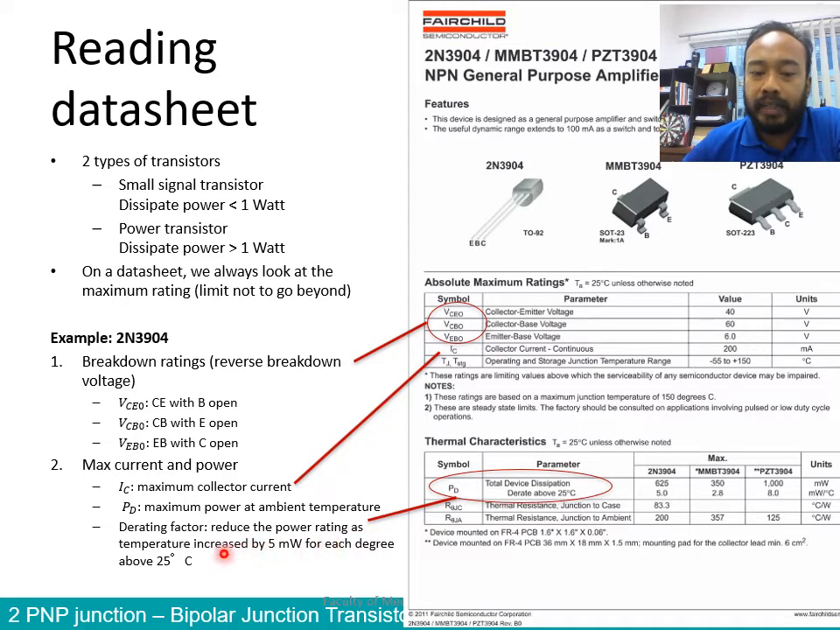Here it says that we have a rating factor of 5 milliwatt per degree Celsius. So it means that beyond 25 degrees Celsius, if the temperature of operation of your application is above 25 degrees Celsius, each increment of 1 degree Celsius will reduce the maximum power by 5 milliwatt. So if you increase by 1 degree, the power rating will not be as mentioned in the datasheet anymore. It will be diminished by 5 milliwatt per degree Celsius.